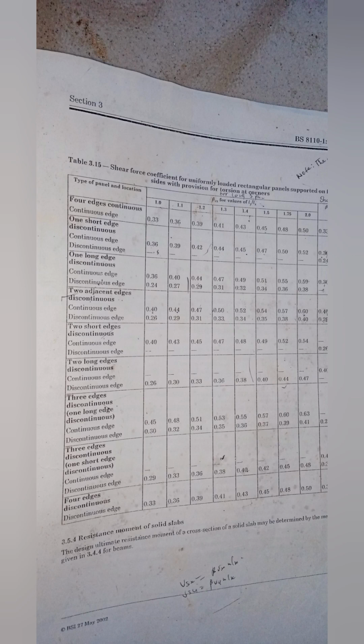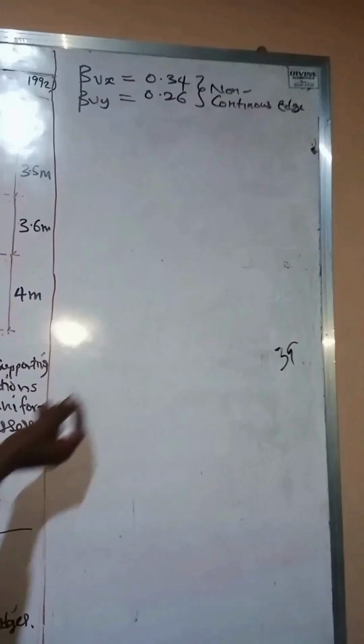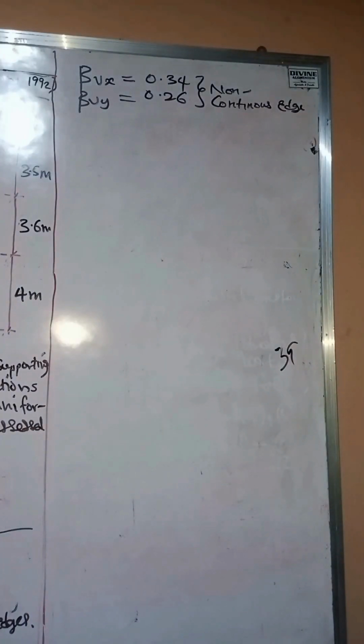If you check 0.34 under aspect ratio 1.4, you see there for two adjacent edge discontinuous, while at the extreme end you will see 0.26 as the coefficient for BVY, beta VY. All right. So non-continuous edge. So we have these two coefficients. So what it means is that wherever we want to load any of the edges, we apply these formulas.